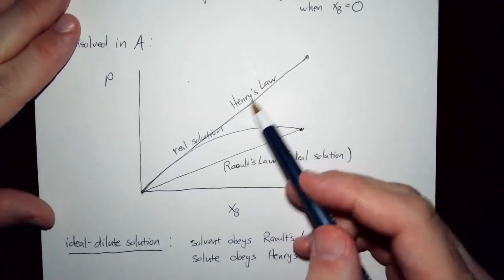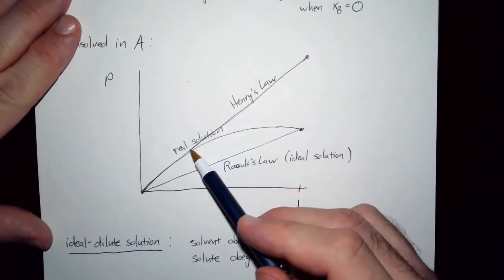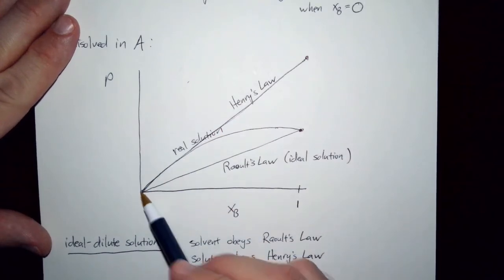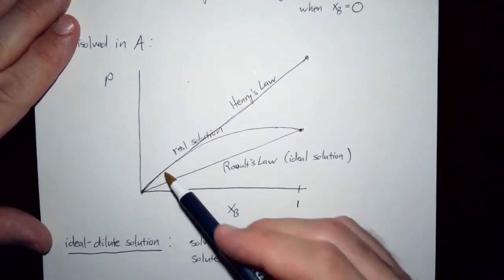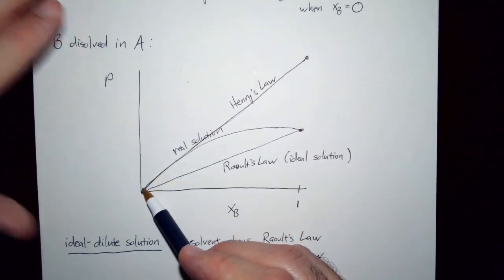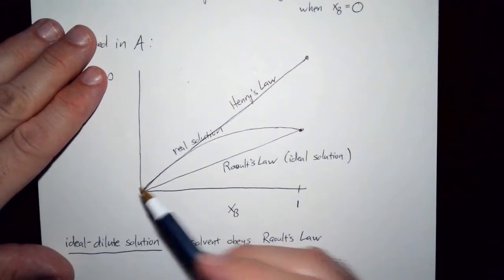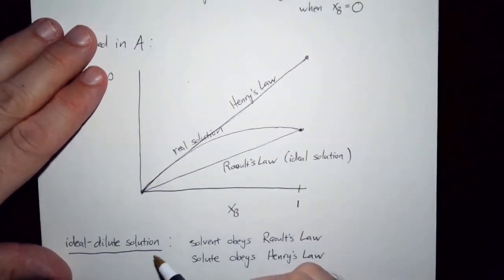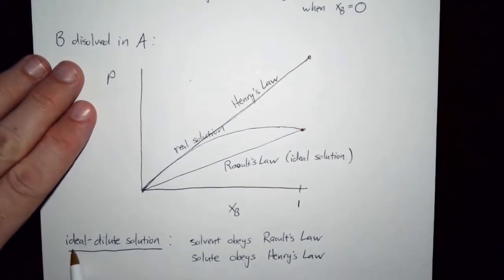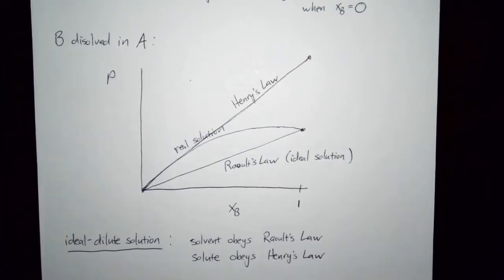Okay, so when is Henry's law a good approximation? It's a good approximation over here, close to the origin, where we have a relatively small amount of the substance B. So Henry's law is a good approximation for the solute in a dilute solution. And as we pointed out before, Raoult's law is a good approximation for a solvent in a dilute solution. If the solvent obeys Raoult's law and the solute obeys Henry's law, then we have a special name for this. We call it an ideal dilute solution.